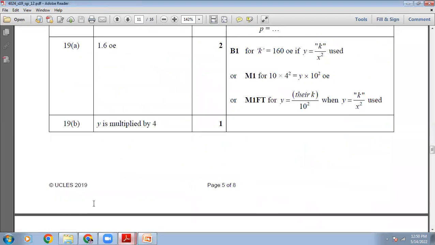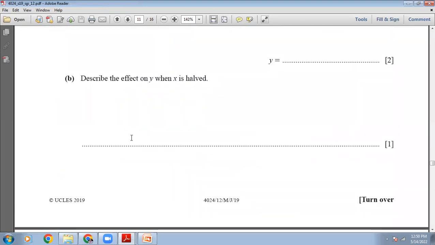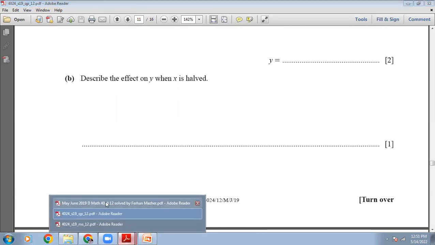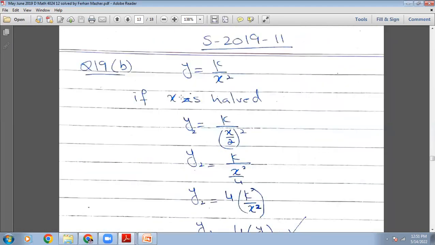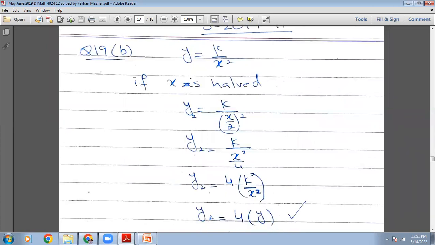Okay, so the next question they are asking: describe the effect on y when x is halved. When you make the value of x half, you take x as x by 2, then what will be the value of y? That is the question, and it's a very famous question in Cambridge. Frequently asked. y equals k by x square. If you put x as half, you take x by 2 and square. So y2 will be equal to k by x square divided by 4.